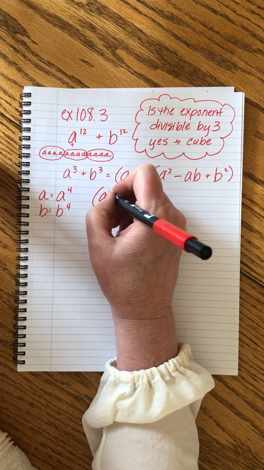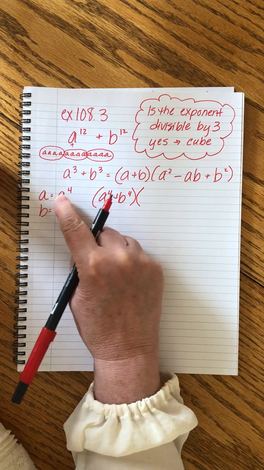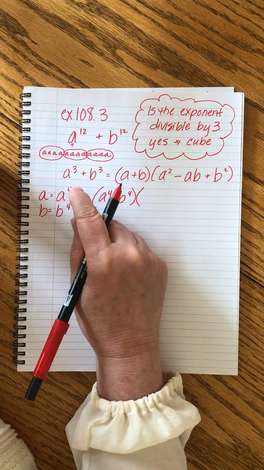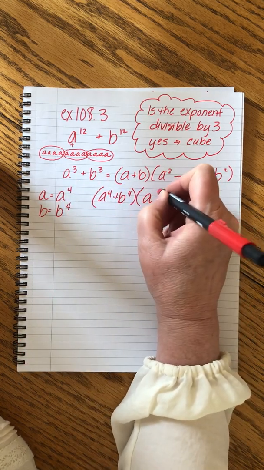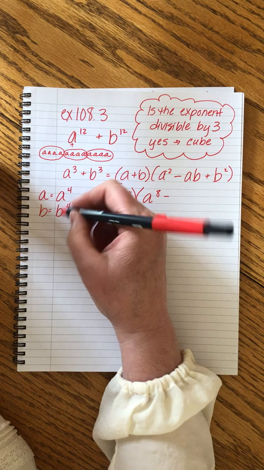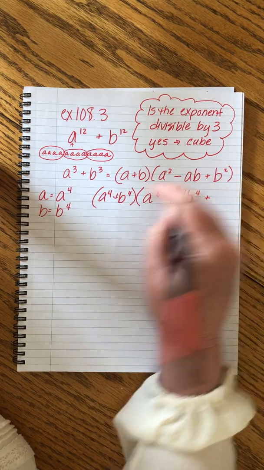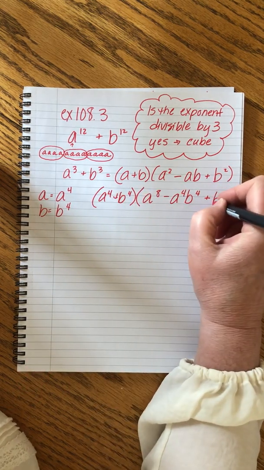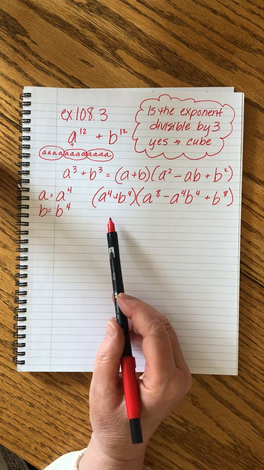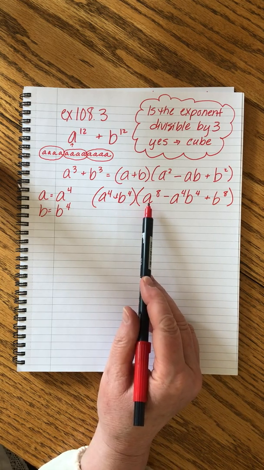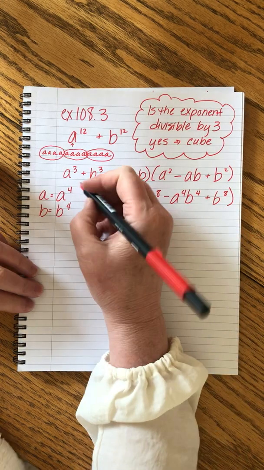So it's going to be a to the fourth plus b to the fourth times a squared. That means it's like a to the fourth raised to the second power. We use the power rule. This becomes a to the eighth minus a times b, a to the fourth, b to the fourth, plus b squared, that's b to the eighth. That's our answer. Let me double check. A to the fourth plus b to the fourth times quantity a to the eighth minus a to the fourth b to the fourth plus b to the eighth. Yay, that's right.